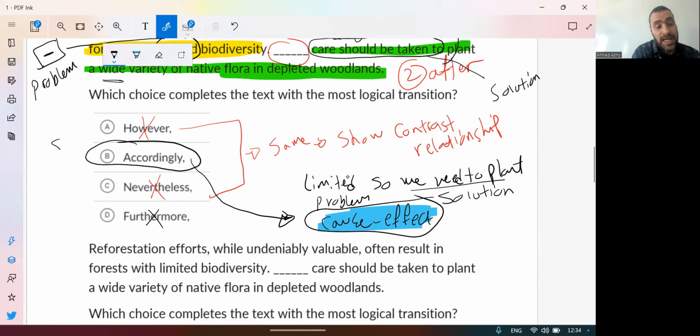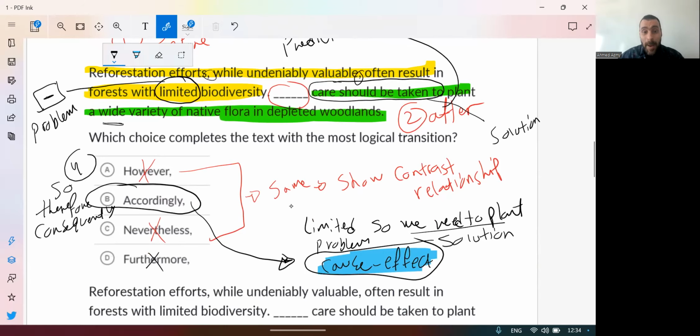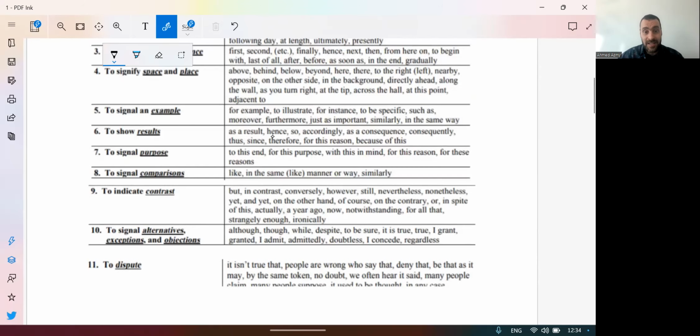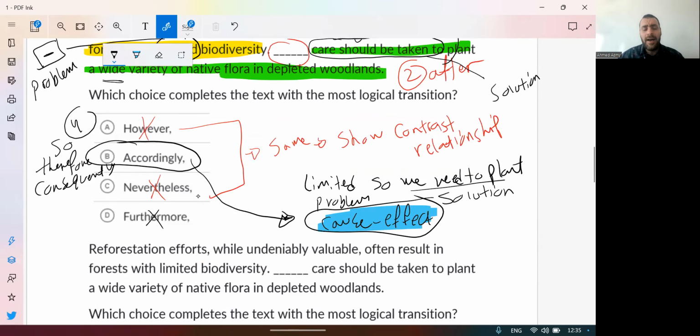It can be accordingly. It can be so. It can be therefore. It can be consequently. All of them show cause and effect relationship. This is number 4. To wrap it up, you need to read what's before, what's after the space, and try to predict the relationship. You need to be well equipped. As I told you, if you did not study this page, you won't be able to figure out the purpose of using each transition. And of course, don't forget the copycats.